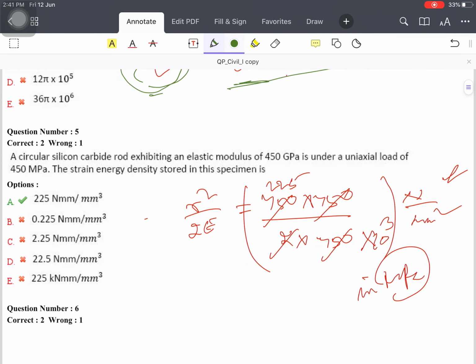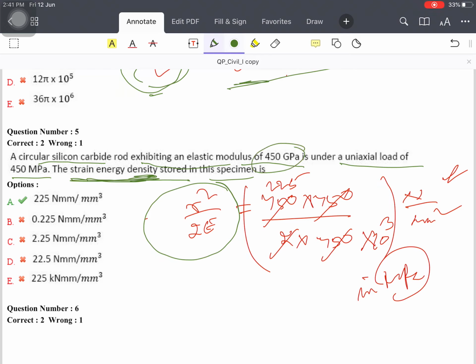Question 5. A circular silicon carbide rod exhibiting an elastic modulus of 450 gigapascal is under a uniaxial load of 450 megapascal. The strain energy density stored in this specimen is asked, and this formula is sigma square by 2E because the question is strain energy density. Sigma square by 2E, this is E, this is sigma. After putting these values we will find this value.